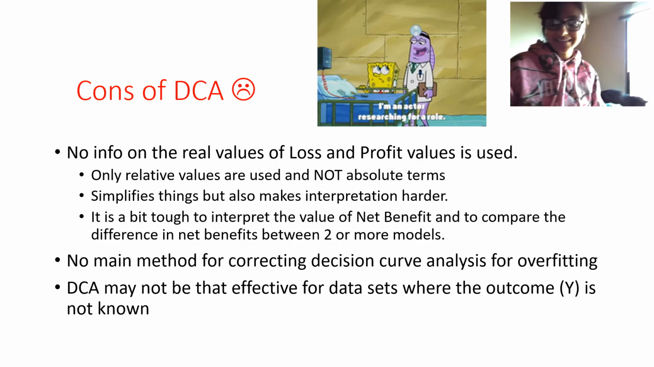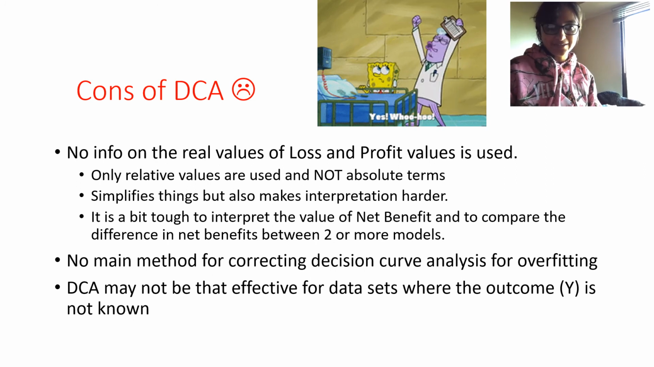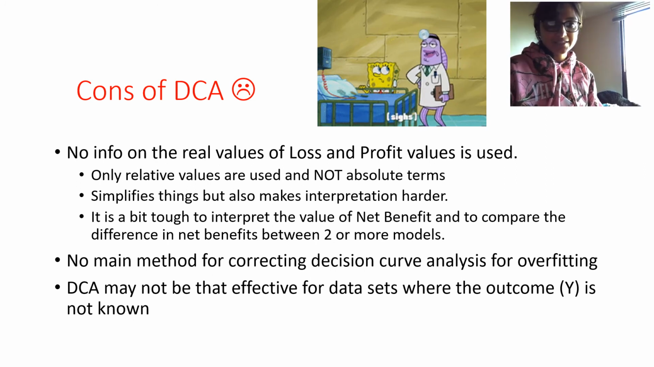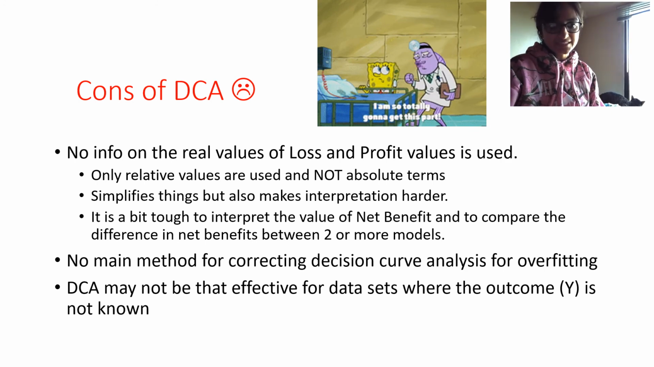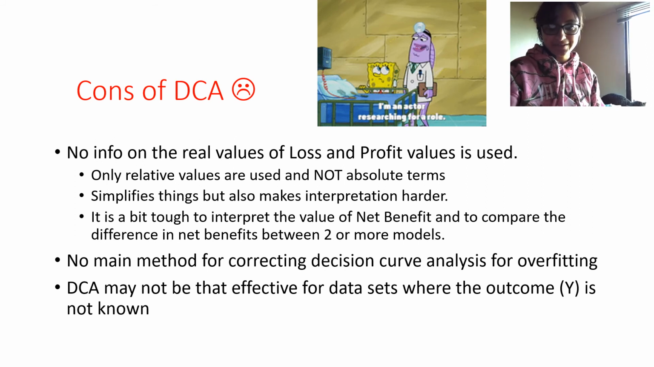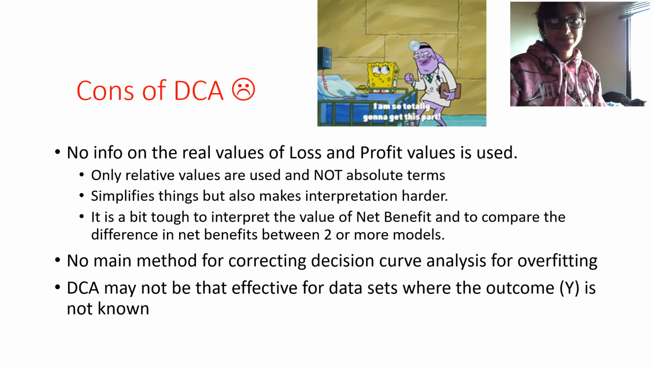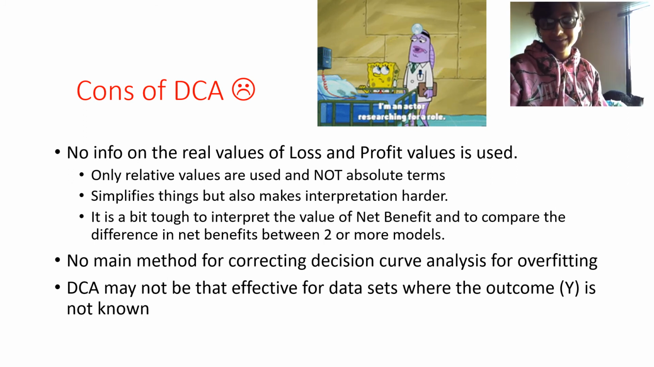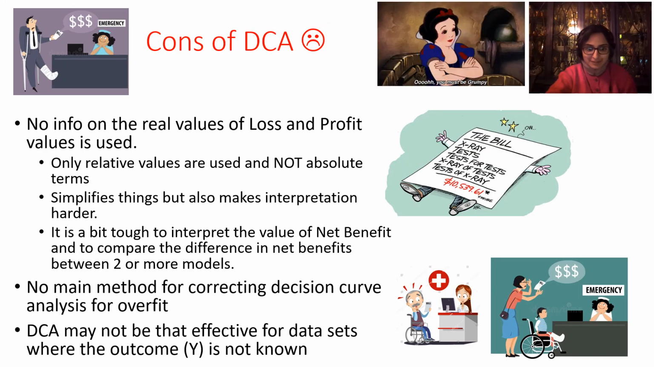Now, there are some cons of DCA. One of them is that you don't really have any real values or information on loss and profit. So we're only using relative things and not absolute things. So it simplifies things, but it also makes interpretation harder. It's a bit tough to interpret the value of net benefit and to compare the differences in net benefits between two or more models. There's also no main method for correcting decision curve analysis for overfit, and it may not be as effective for data sets where the outcome Y is not very binary. Basically, sorry, what I meant is that DCA may not be that effective for data sets where the outcome Y is not known.